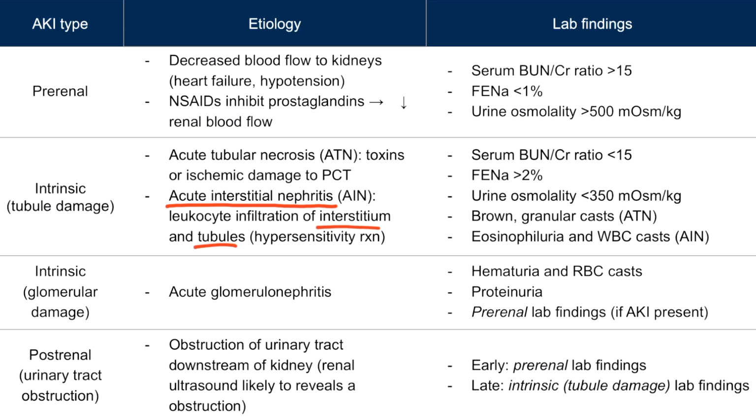So basically, it's a hypersensitivity reaction or an allergic reaction. Now this hypersensitivity reaction can be caused by drugs or a systemic condition. Some drugs are NSAIDs, penicillin, diuretics, proton pump inhibitors, rifampin, and sulfonamides. The list is basically endless. Now this typically happens when the patient starts a new medication, and they'll sometimes get a rash and a fever before developing acute kidney injury.